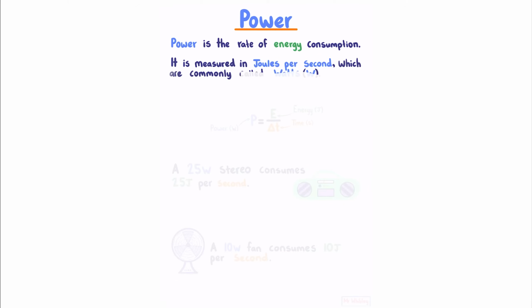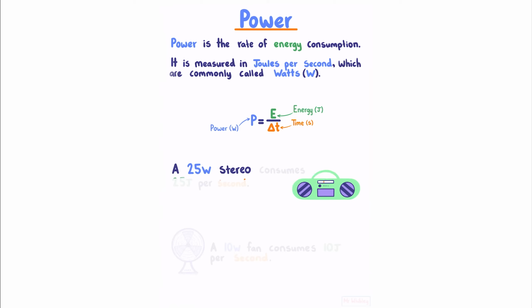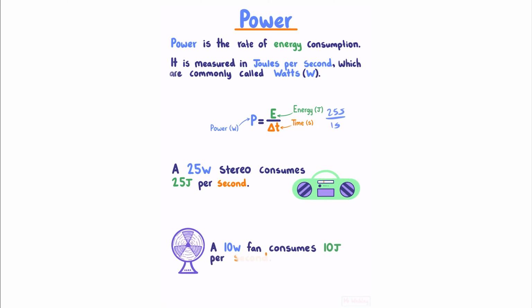Power. Power is the rate of energy consumption. It is measured in joules per second, which are commonly called watts, symbolized by capital W. As an equation, we can write that power is energy used over time. For example, a 25-watt stereo consumes 25 joules per second, since 25 joules divided by 1 second is equal to 25. Just the same, a 10-watt fan consumes 10 joules per second.